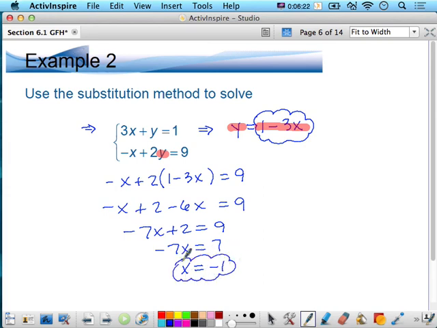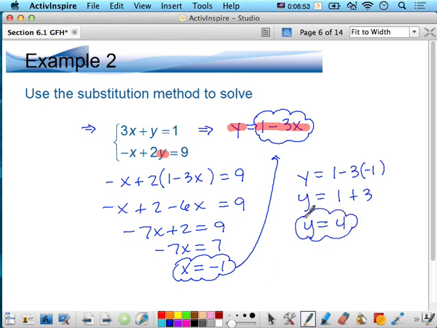We know that these two equations intersect at the point where the x value is negative 1. Now we just want to find the y value of that point. Well, if I take that x value and I substitute back up here into my bubble, that will tell me what y equals. So y equals 1 minus 3 times the x value I found. So it looks like y equals 1 plus 3, which is positive 4.